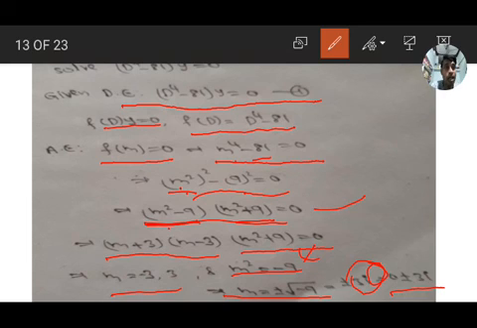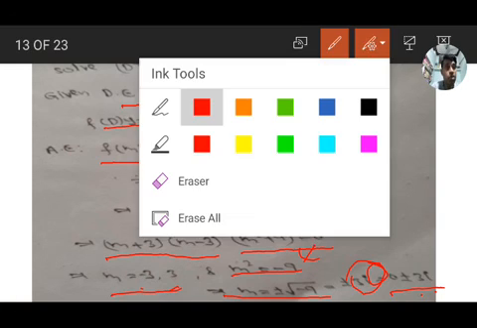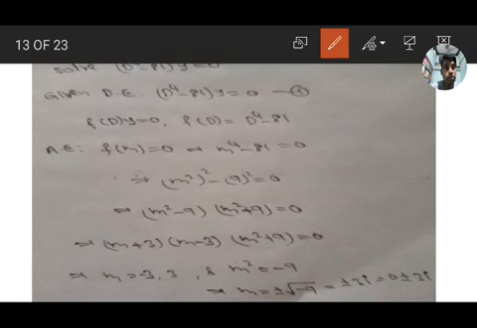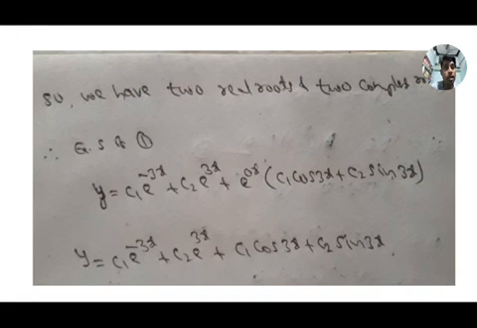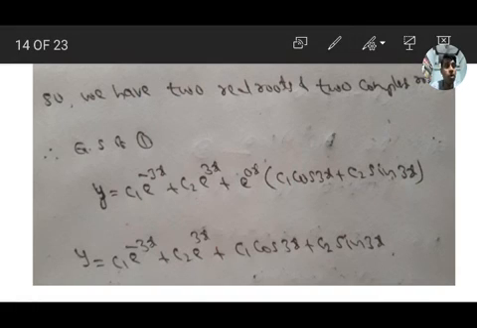Here the order is a fourth order differential equation. We got 4 values, that is -3, +3, and ±3i, meaning 2 complex roots and 2 real roots. Therefore the general solution: we have 2 real roots and 2 complex roots.